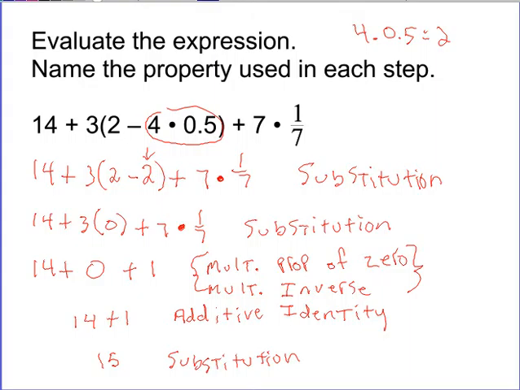But for now, as we're simplifying, as we're doing these things, I want you to be thinking in terms of properties and what properties you're using. So for now, for the next assignment or two, we are going to be doing this, and you're going to have to label every step what property you're using. Let's do one more example.